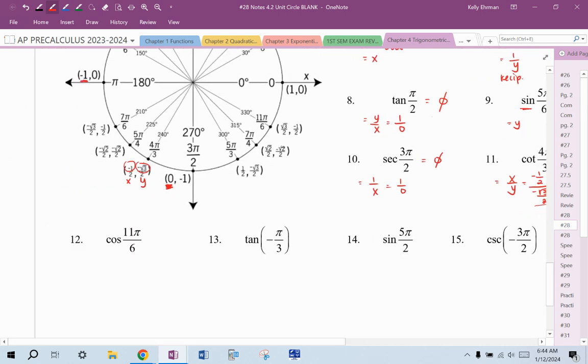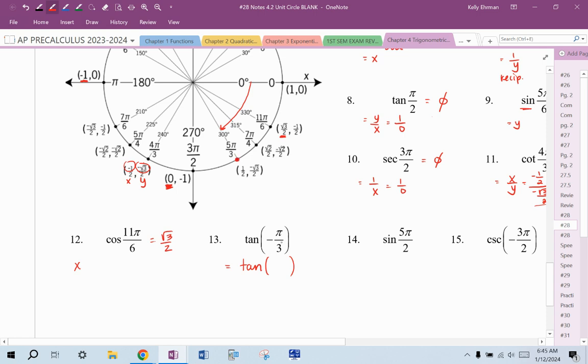All right, cosine is x. We're looking at 11 pi over 6. The x coordinate there is radical 3 over 2. Now, these last 3 angles are not unit circle angles, but they are coterminal to unit circle angles. So we need to figure out where you land in our unit circle if you rotate negative pi over 3. So negative pi over 3 is this far, right? Negative 60 degrees. You land at 5 pi over 3.